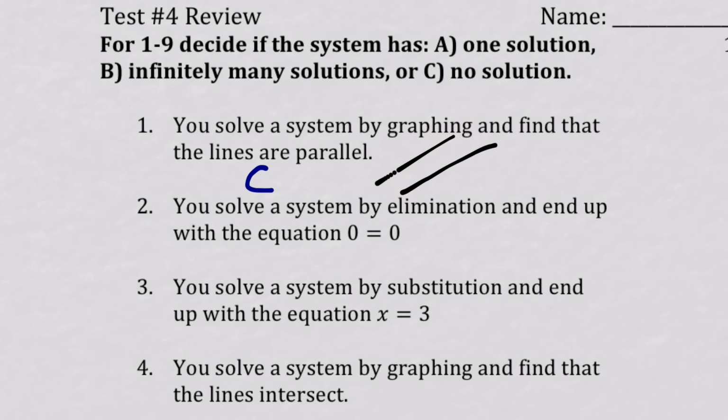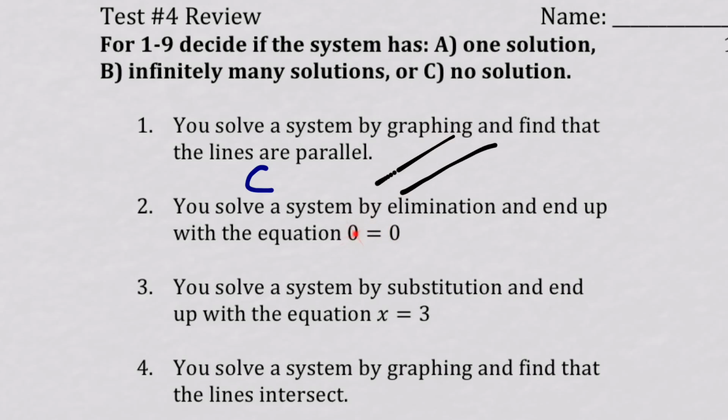All right, moving down to number 2. You solve a system by elimination and end up with the equation 0 equals 0. We practiced this a few times. You solve the system by elimination. You have 2x plus 3 equals 7 or whatever you have. But at the end, once you do the elimination, you end up with 0 equals 0, as it says right here. At that point, you have to question if the statement is true or false.